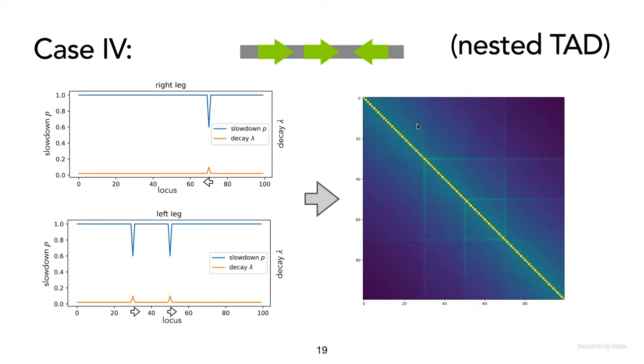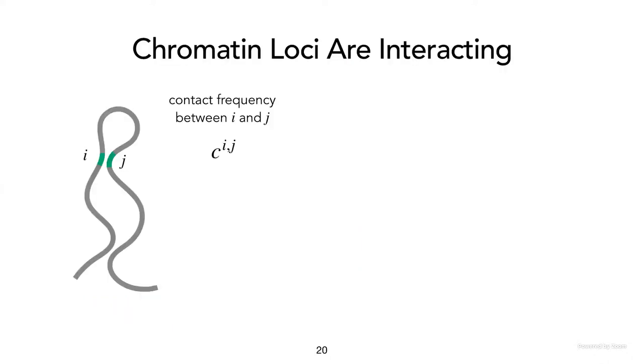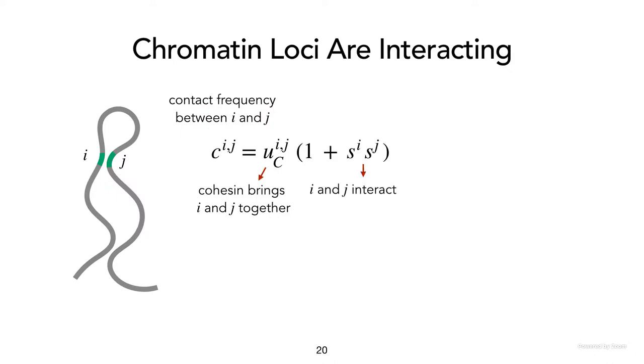I hope I convinced you that with this model, we can already recapitulate quite a large number of features of the contact maps. However, chromatin is also a chemically active polymer. If we have an enhancer and promoter, they might also stick together longer once they come into close proximity. So the contact frequency between loci i and j should not depend only on cohesin. Yes, it depends on the cohesin because that's something that brings them together, but then the two contacts might also linger together.